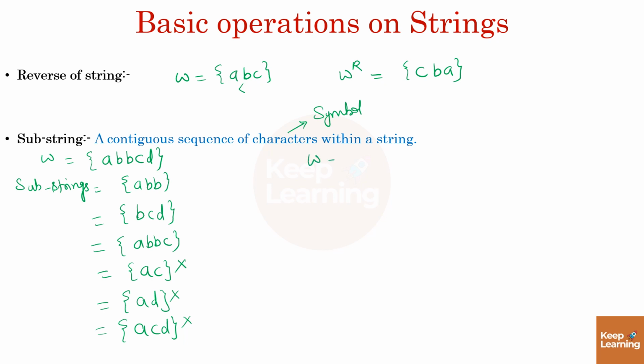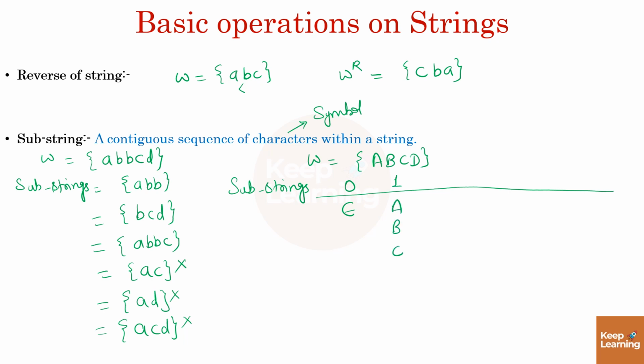In another example, if the string is ABCD, then its corresponding substrings of different lengths can be, for example, length 0 substrings क्या हो सकती है? Epsilon. One length की string क्या हो सकती है? It can be either A, B, C और D. Two length की strings कौन कौन सी हो सकती हैं? AB, BC and CD. Three length की strings होंगी ABC because they are in contiguous manner, or it can be BCD. Four length की strings क्या होंगी?